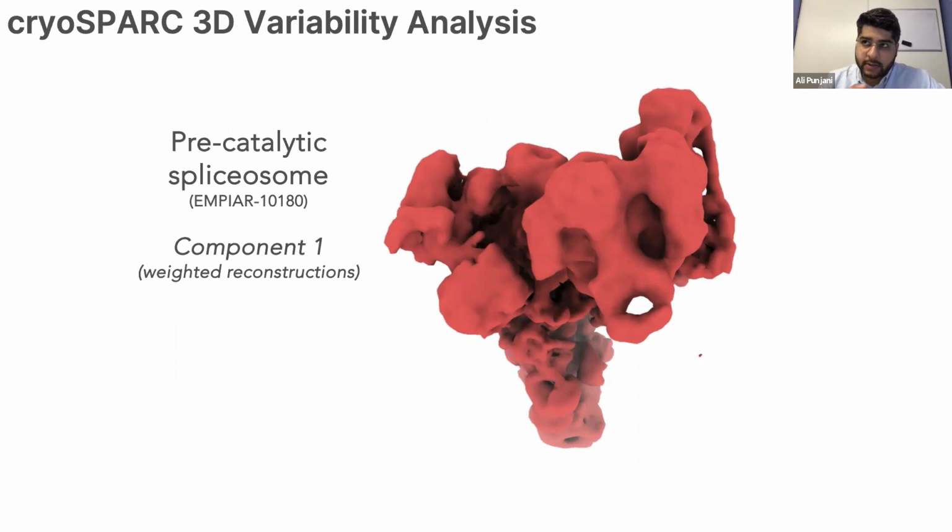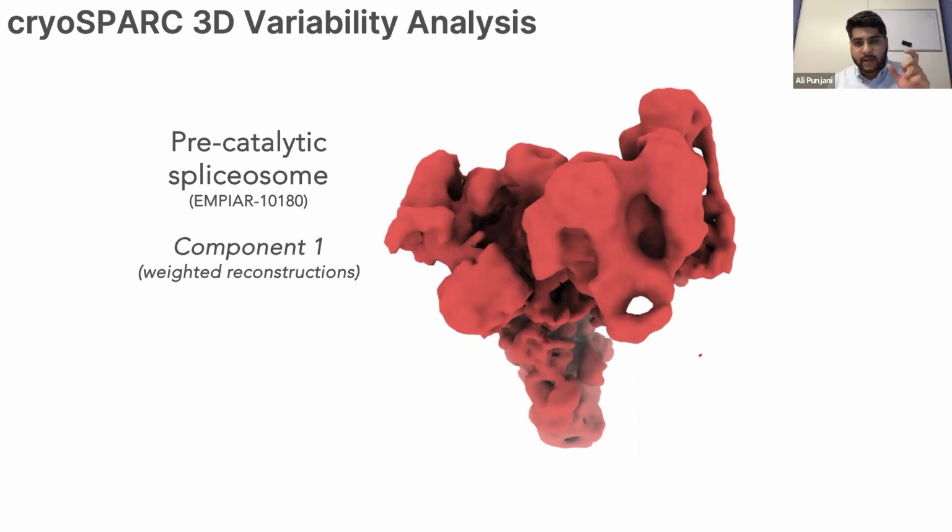And then from there, guided by what you've seen in 3D variability analysis, do some heterogeneous refinement, or use the cluster mode of 3D variability analysis display to separate your data set into different clusters that are ideally relatively different conformations. And then for each cluster, do 3D variability analysis again to see what kind of continuous changes are left after that. That would be the standard exploratory workflow.